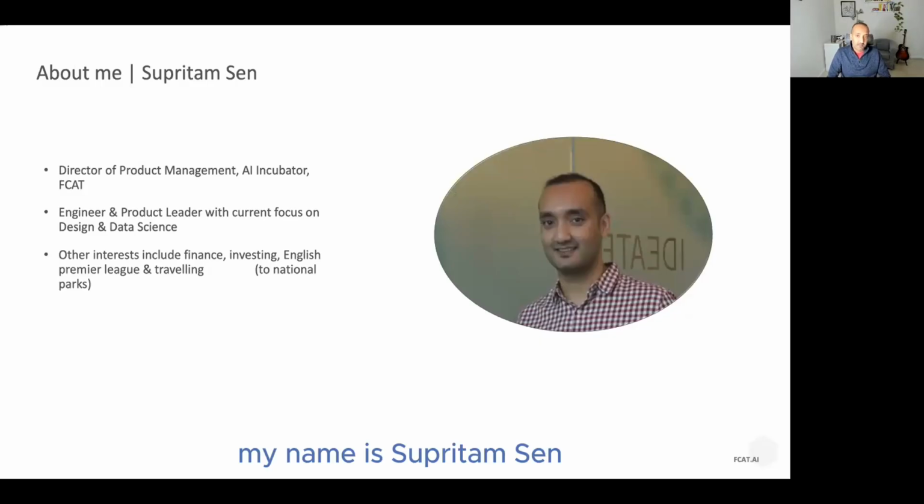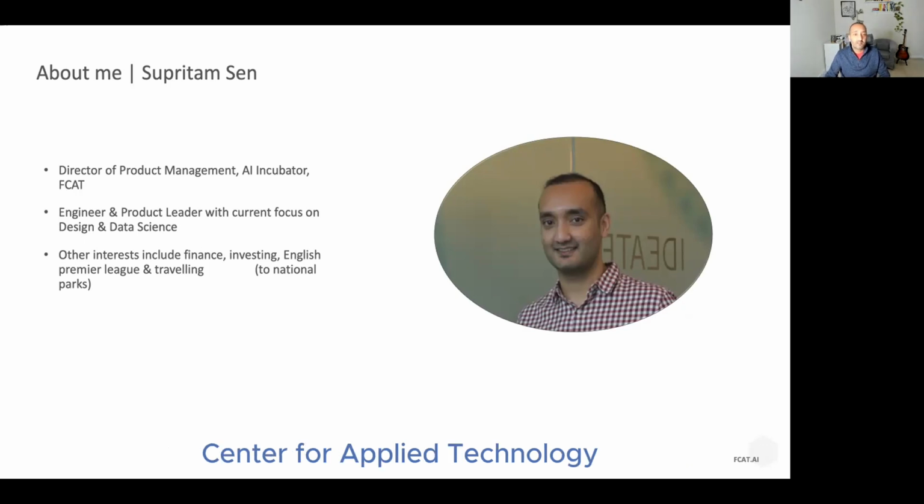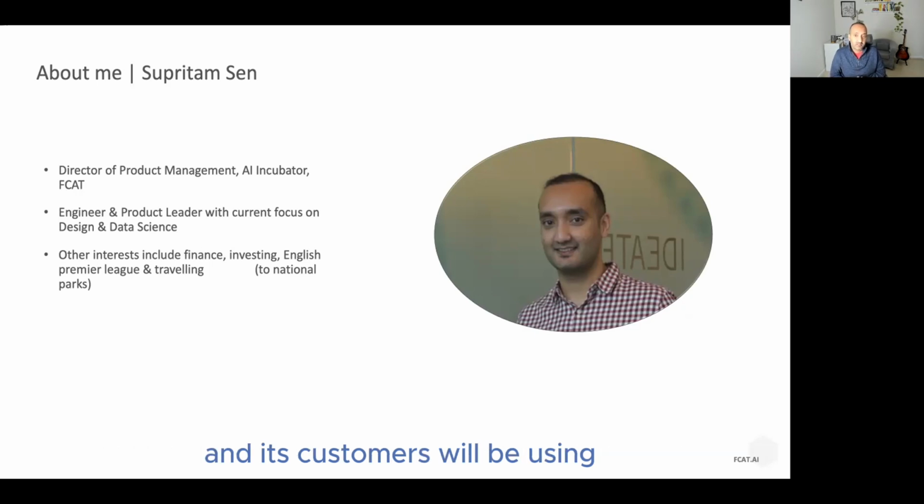My name is Supritam Sen, and I work at Fidelity Investments as a Director of Product Management. Currently, I work at a business unit called Fidelity Center for Applied Technology, or FCAT, whose mission is to look at technology that Fidelity and its customers will be using in the next 5 years.